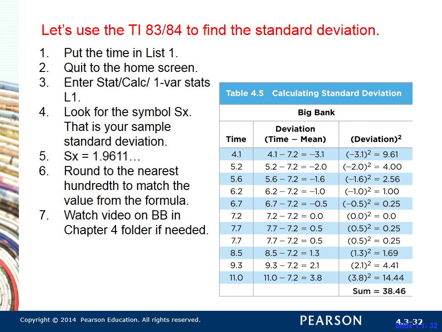Now look for the symbol, it's several down, called Sx. That's your sample standard deviation, and you should see 1.9611. Now here they rounded to the nearest hundredth, so if we did that, we would exactly get the same value they did using the formula and a whole lot faster. So if you're having trouble getting that number, go watch the video on Blackboard that tells you, I actually show you with a calculator how to get those values in and work the standard deviation.